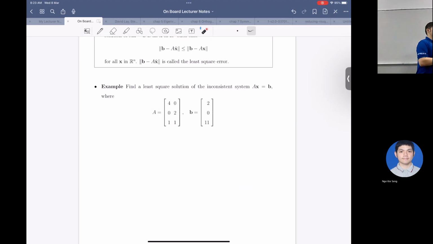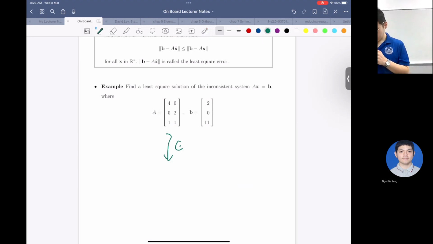What's the process you learned yesterday? What's the name? Gram-Schmidt. Okay. So you can take your A and apply the Gram-Schmidt process to make it into an orthogonal basis.